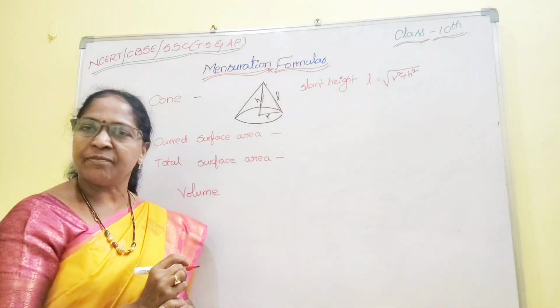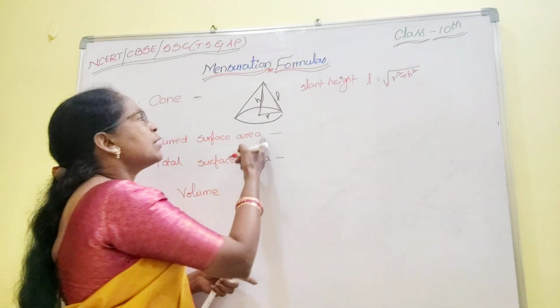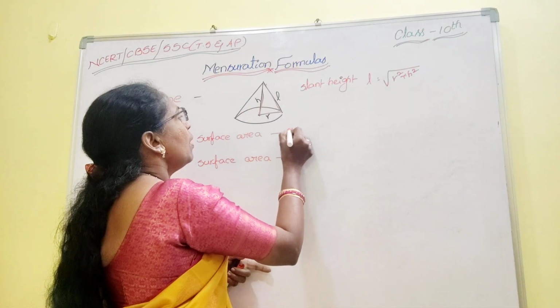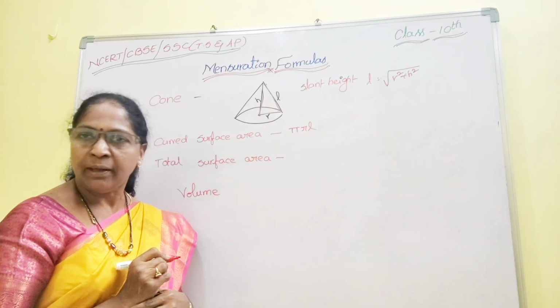Next, curved surface area, or LSA or CSA, both are the same. The curved surface area of the figure equals pi r L. This is the formula. This you have to remember.